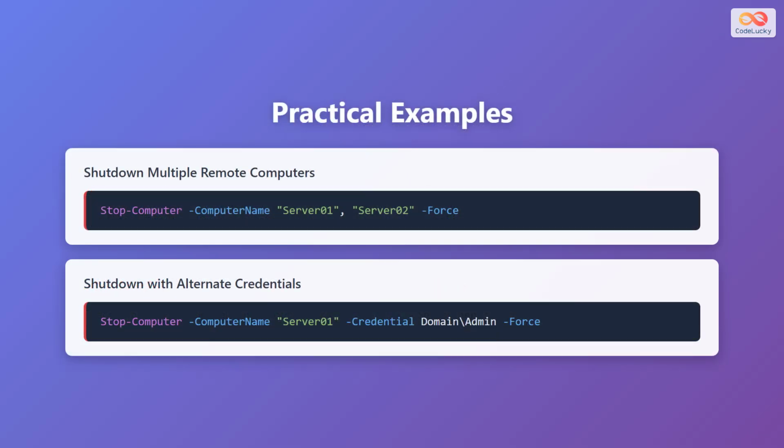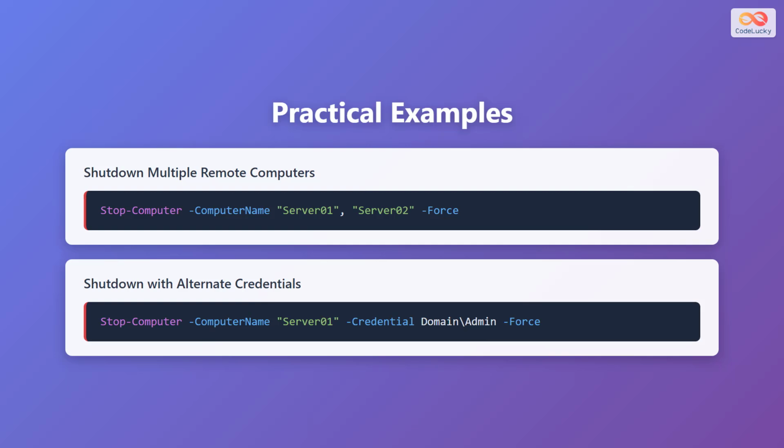Here are two practical examples of using Stop-Computer. The first example shows how to shut down multiple remote computers at once. We specify Server01 and Server02 as a comma-separated list after -ComputerName, followed by -Force for immediate shutdown.